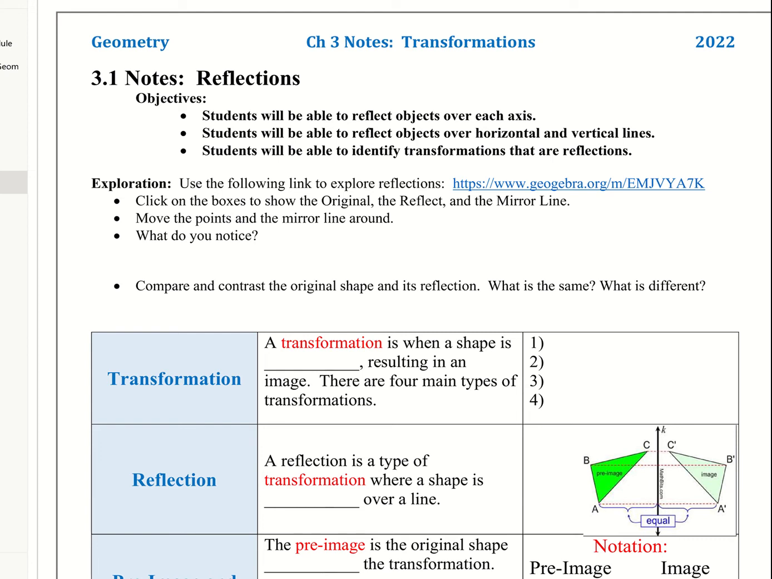So while we're looking at this one, there is a little exploration that I'm going to encourage you to do. In fact, I believe this exploration is sent to you on Teams. So you might want to get on Teams and take a look. I'm going to get there myself. So I'm going to pause this and move over to that GeoGebra link.